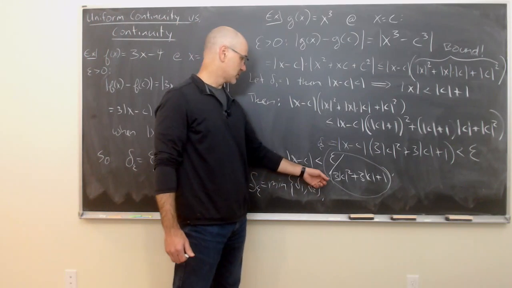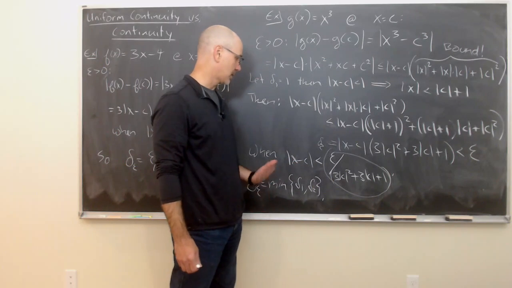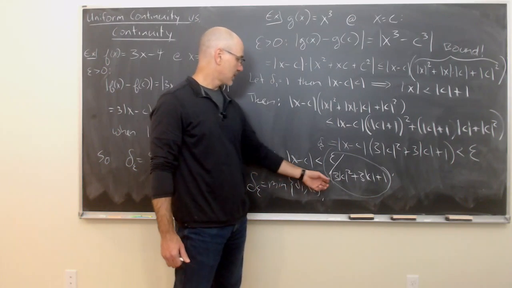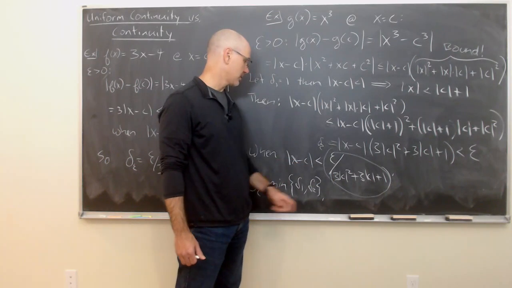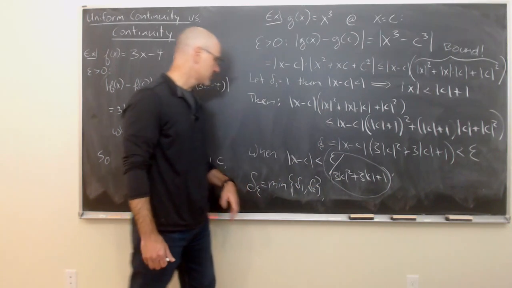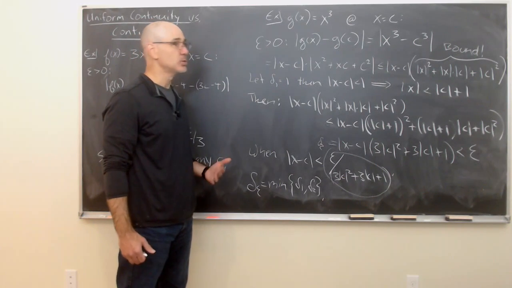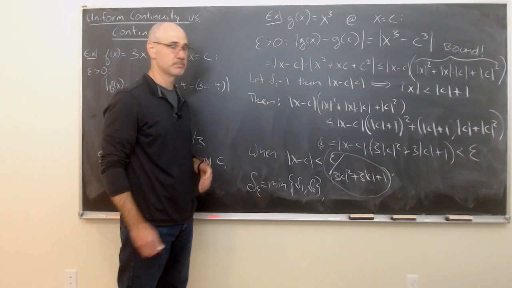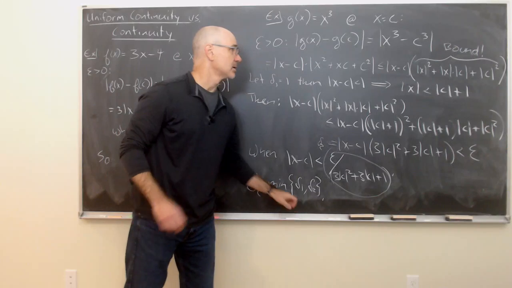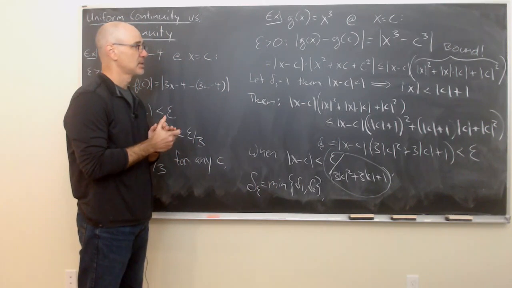g, on the other hand, will not be uniformly continuous over R anyway, because there is no single delta that works for every c. Right? Here the delta depends on the c, so g will be continuous on the reals, but it won't be uniformly continuous because the delta depends on the point of interest. All right, so we'll take a look at the formal definition of uniform continuity next, and then take a look at a couple of examples.